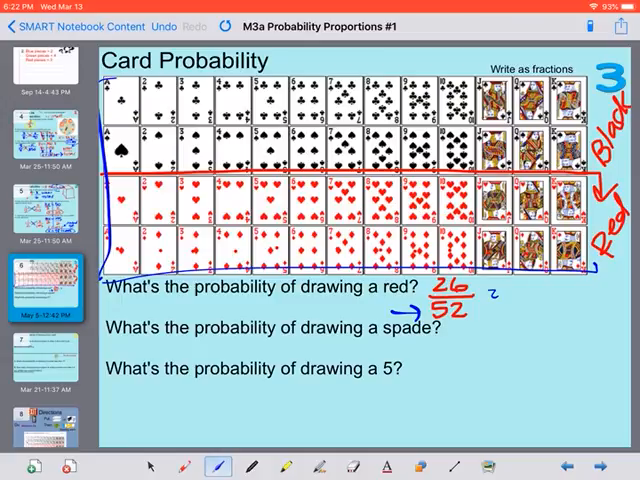If we simplify this, it's really half the cards. Maybe some of you knew that. Half the cards are red, half the cards are black. There's 26 red, 26 black cards.